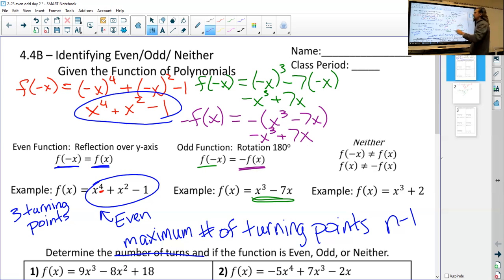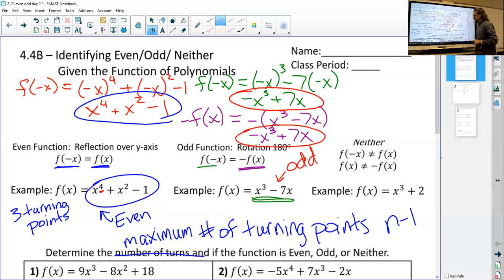Okay, so now I'm comparing negative f of x to f of negative x. Are those the same values? Yes, they are. So this x to the 3rd minus 7x is an odd function.